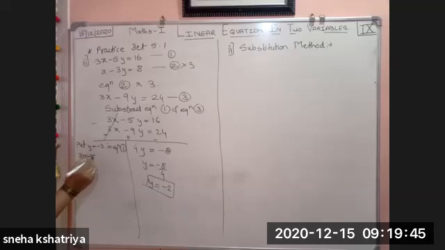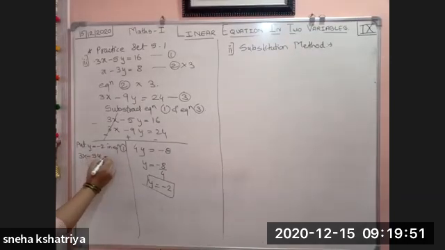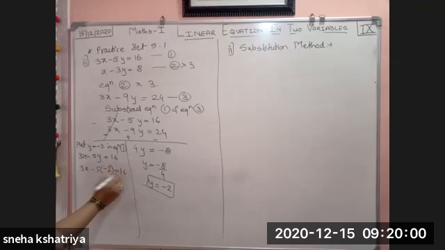3x minus 5y is equal to 16. Put the value: 3x minus 5 into bracket minus 2, which is equal to 16. 3x minus and minus, after multiplication it will become plus. So plus 5 twos are 10, which is equal to 16.